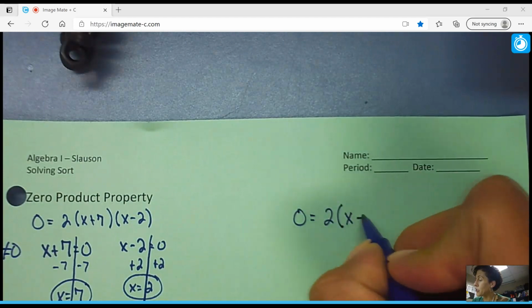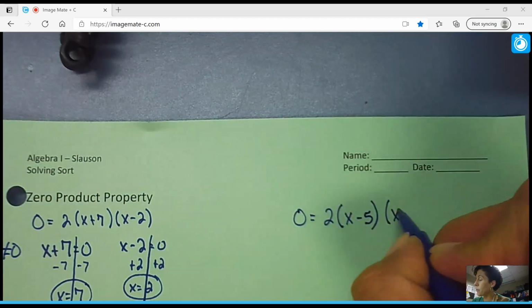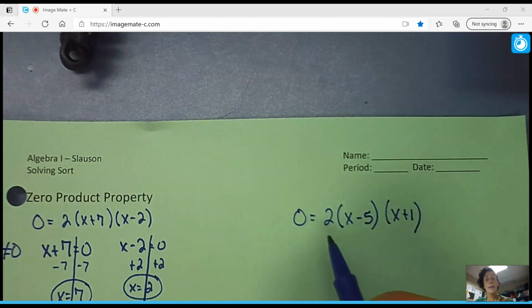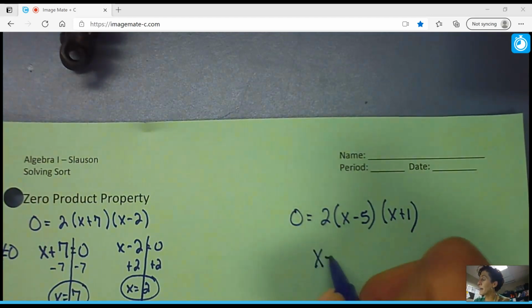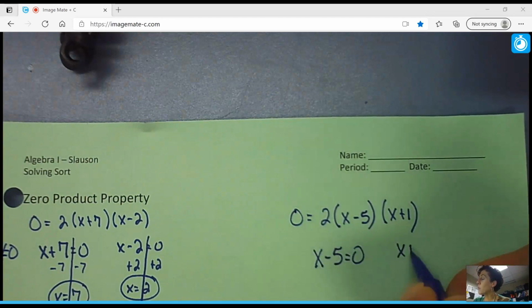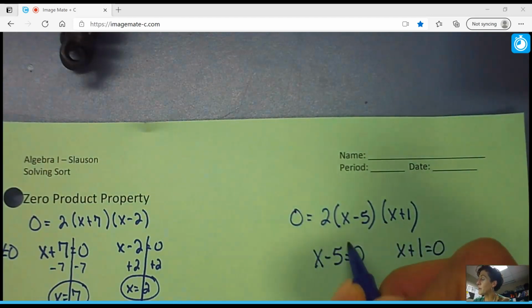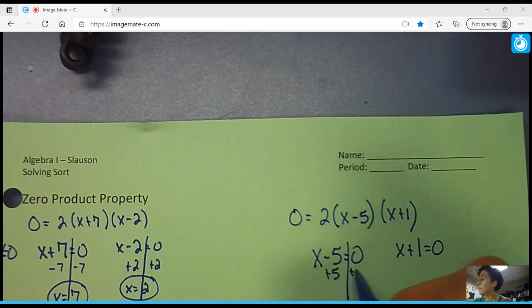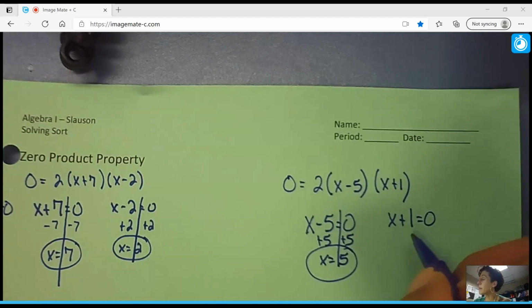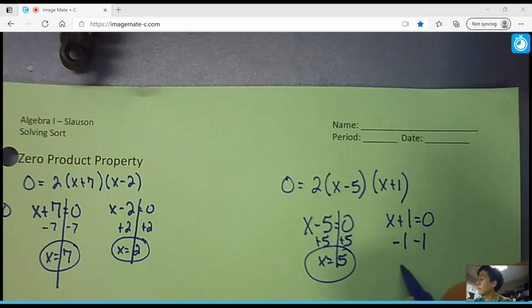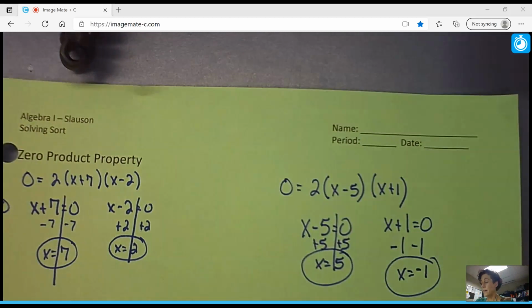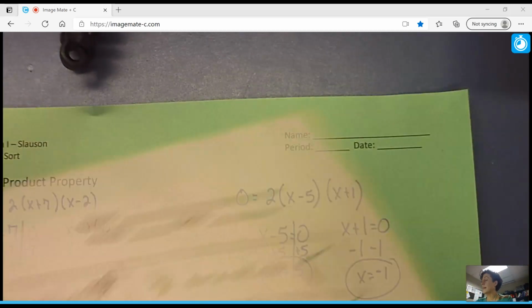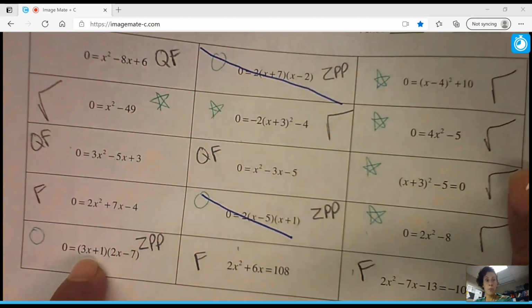And this problem is just like the other one, so it should go pretty quickly. I don't need to worry about 2. Nothing is going to make this factor become 0. So I just want to know what can make this factor become 0 and what can make this factor become 0. So here I would just add 5 over. So there's one of my two solutions, and in this problem I would subtract 1 over, so my second solution is -1.